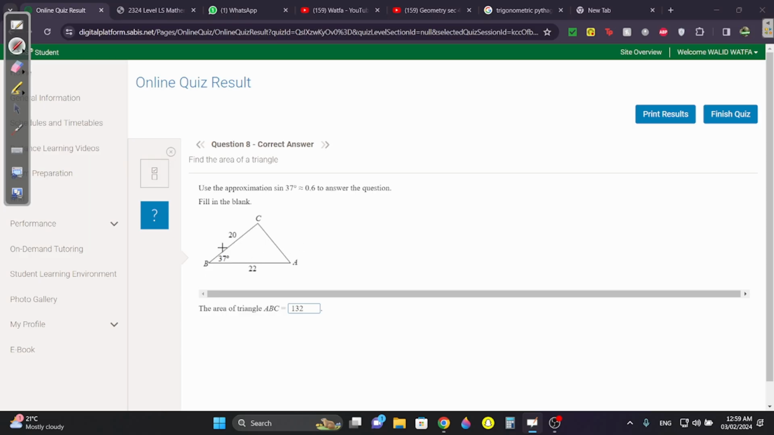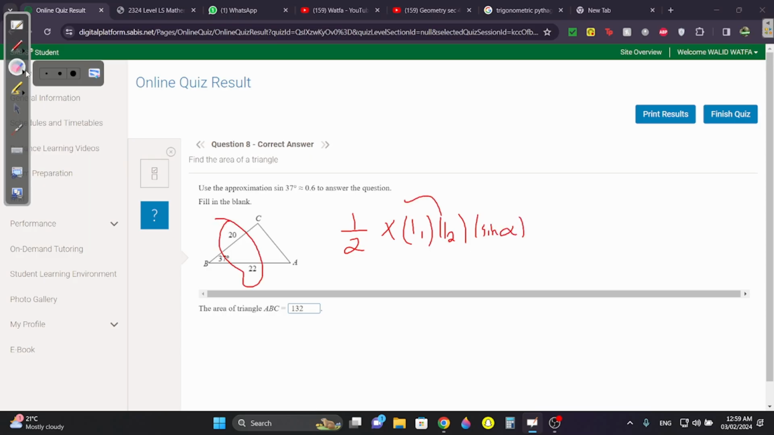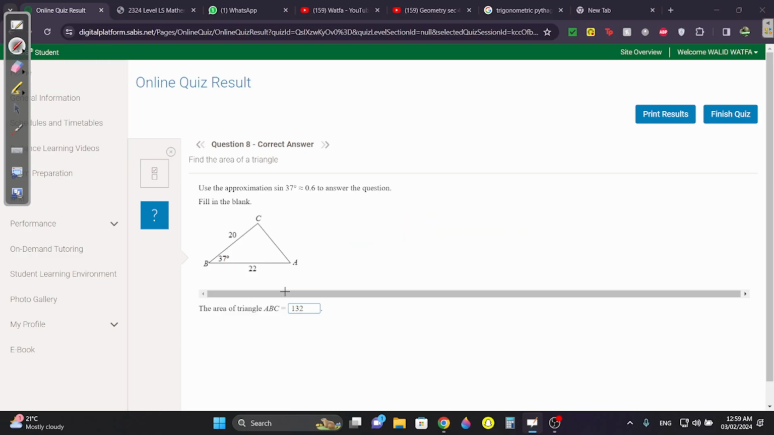If you have only two sides and an angle, it will be half times leg 1 times leg 2 times sine of the angle. Leg 1 and leg 2 are the sides, okay, and the sine of the angle will just be the angle. So in this case, it's going to be half times 20 times 22 times the sine of 37. You get 132.